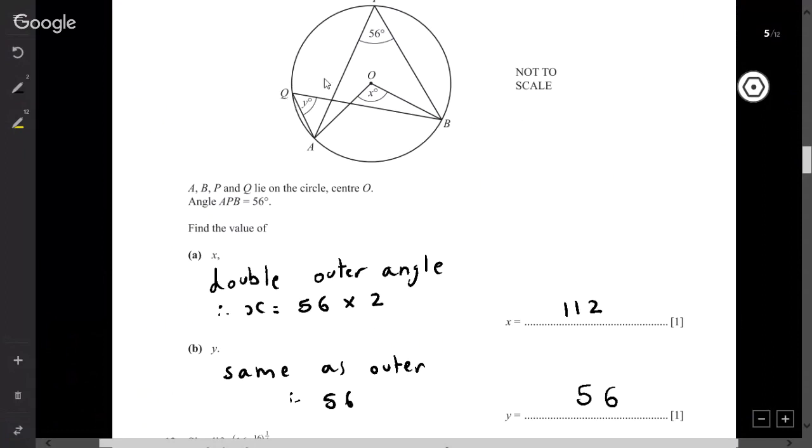They want us now to find y. Okay, so y is also an outer angle, so it's just going to be the same as the other outer angle because that is, again, another rule of circle theorem, so y is 56.